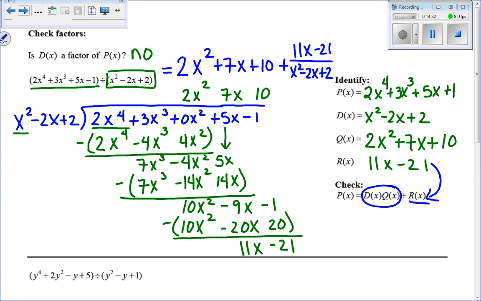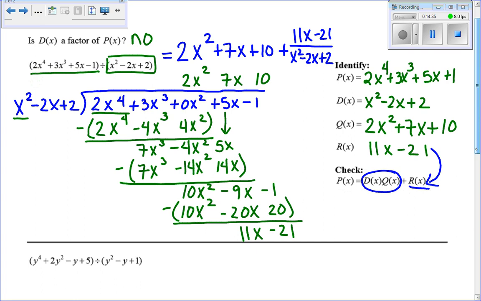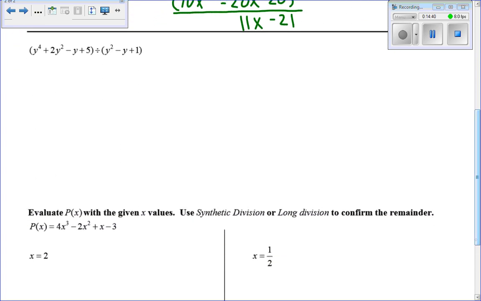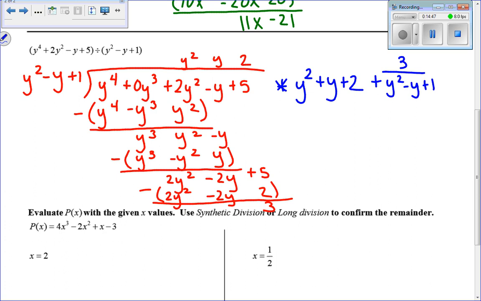Okay? Alright, now I want you to go ahead and go down to the next one. Try it on your own, so pause the video. I will have it written up there for you. And then you can do that next problem. Okay, you should have gotten your quotient as y squared plus y plus 2, your remainder as 3. So your answer would be written as y squared plus y plus 2 plus 3 over y squared minus y plus 1, sorry. Okay?